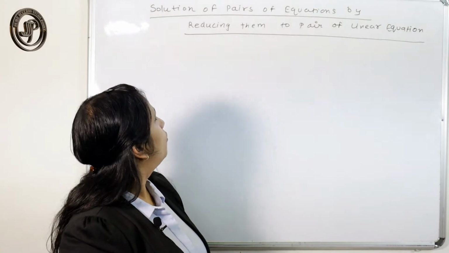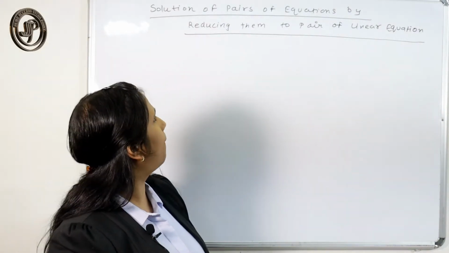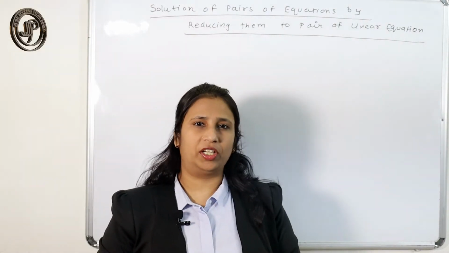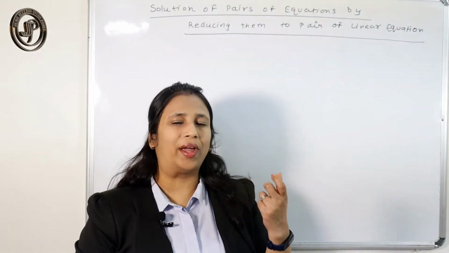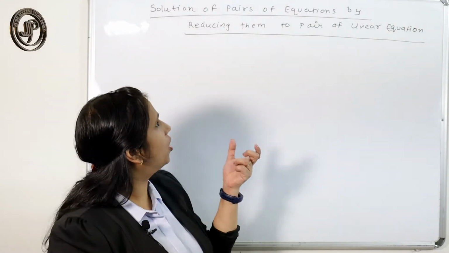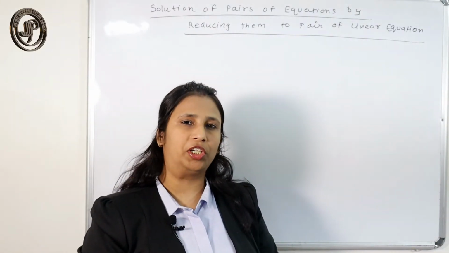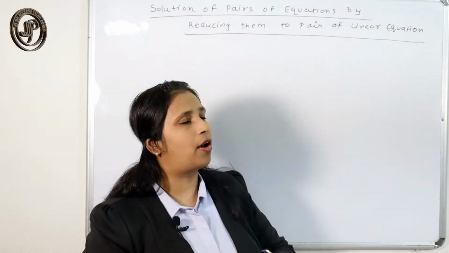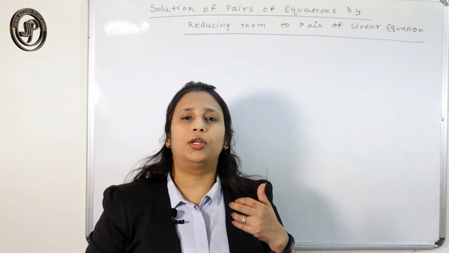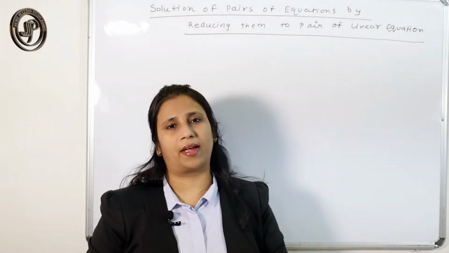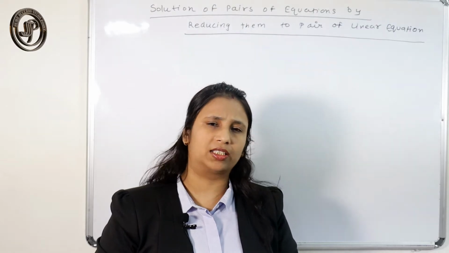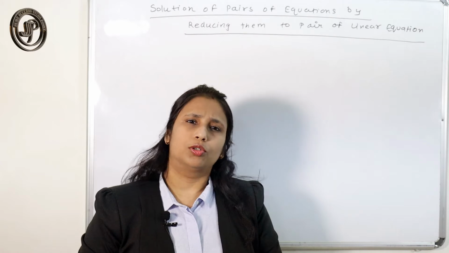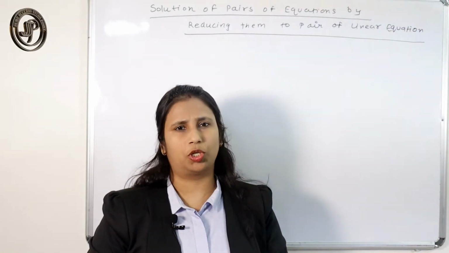Here in this episode, we will see how to solve a pair of equations by reducing them to a pair of linear equations. The equations given are not in the standard form of a pair of linear equations. First, you have to reduce them into a standard pair of linear equations, and then solve them by any of the methods that we did in the previous classes. If you solve it by the elimination method, that would be good. So, let's start the lecture with the questions.